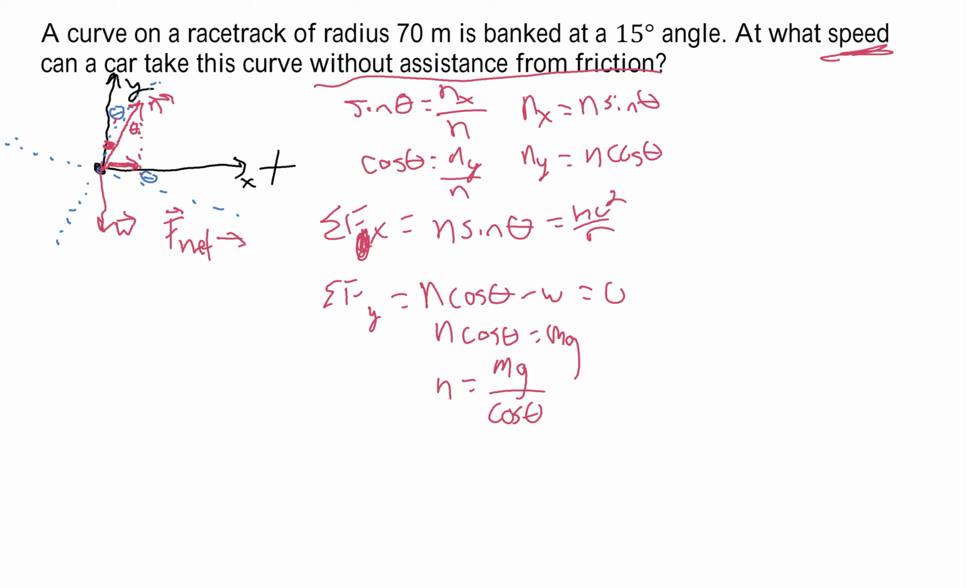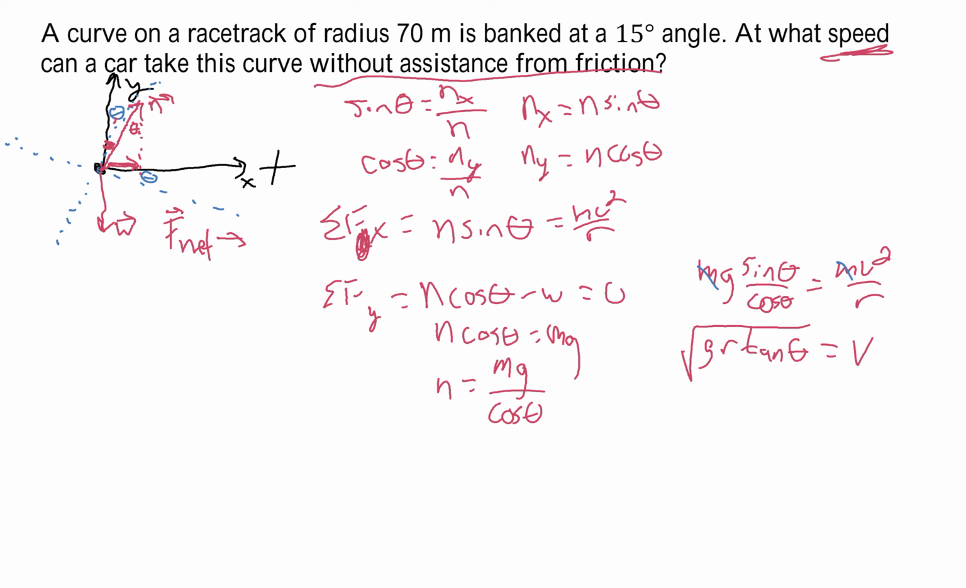So now we have mg sine theta over cosine theta equals mv squared over r. And now you should see that the m's divide out. And also, we have sine theta divided by cosine theta, which is tangent theta. I'm going to solve for v now. So I multiply both sides by r. I have g r times tangent theta, since sine theta divided by cosine theta is tangent theta, equals v squared there. So if I square root both sides, I have v.